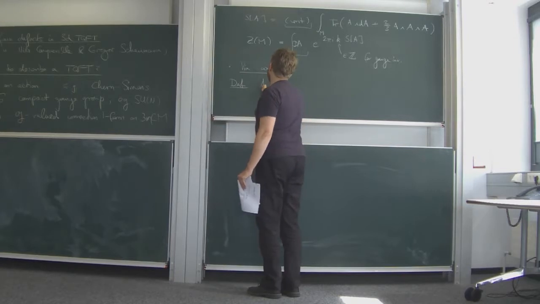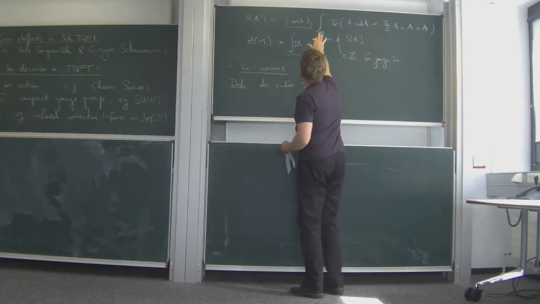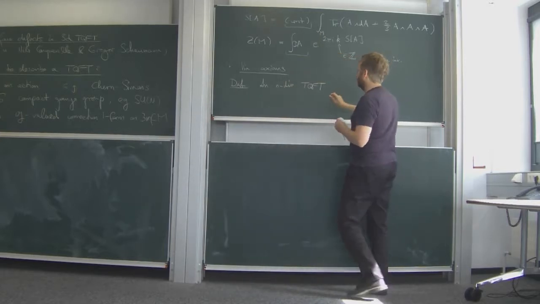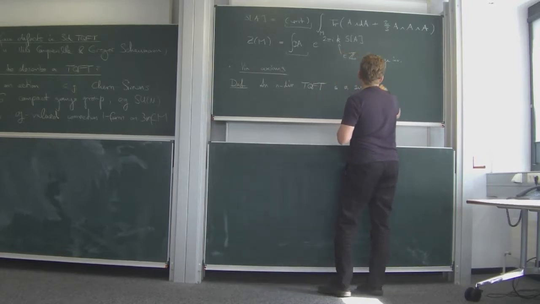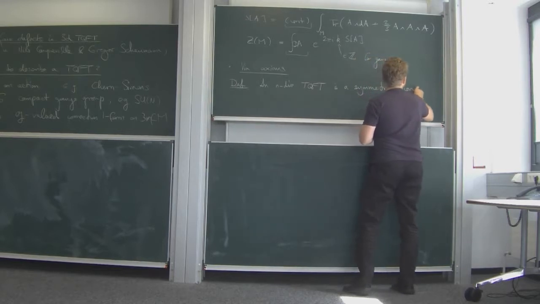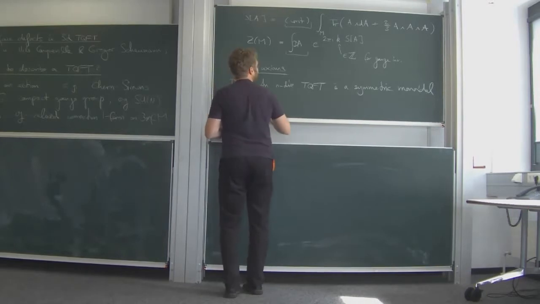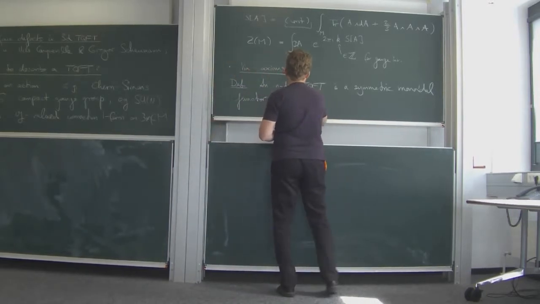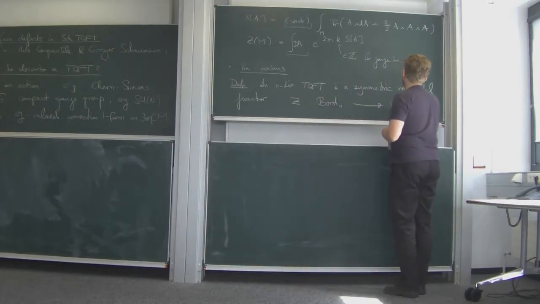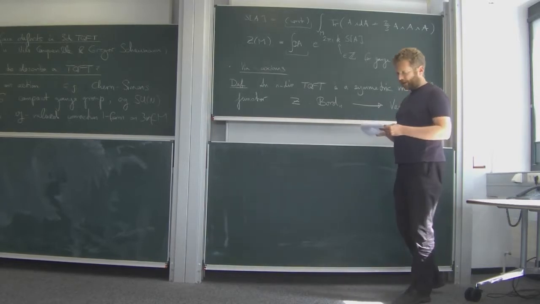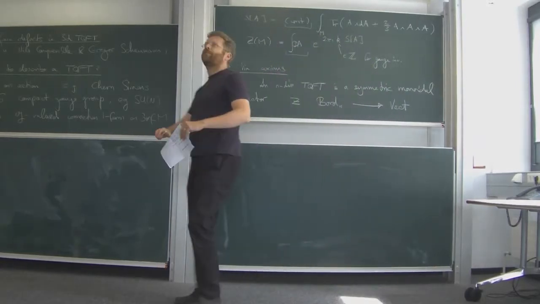So a definition. An n-dimensional TQFT. So this is in three dimensions. This definition you can just write down in n dimensions, nobody's stopping you, is a symmetric monoidal functor Z from some geometric category of n-dimensional bordisms into some more algebraic category, namely Vect, the category of vector spaces. So that's my definition of a TQFT, not mine, it's one I want to use.